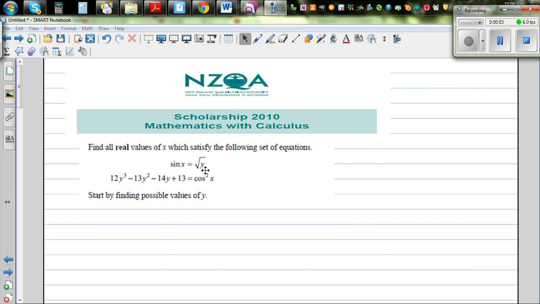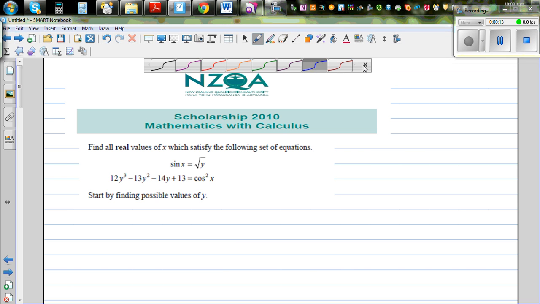Now, I've taken this question again from a scholarship exam conducted by NZQA in New Zealand from the 2010 exam paper. The question is, find all real values of x which satisfy the set of equations sin x is equal to root y and this equation. Start by finding the possible values of y.